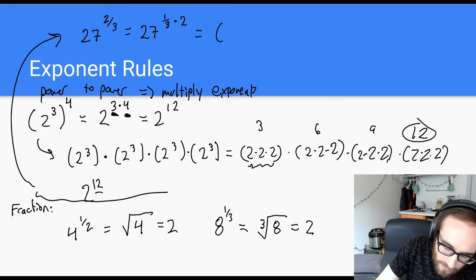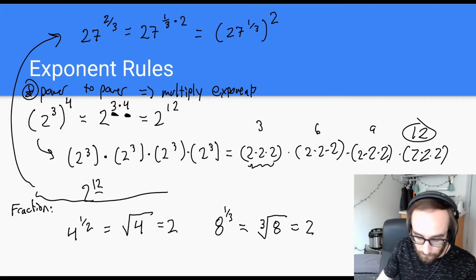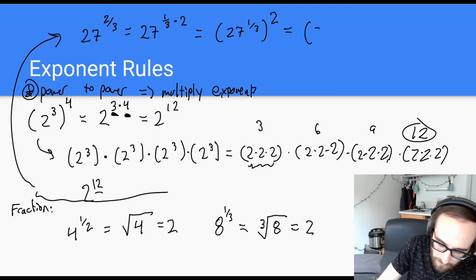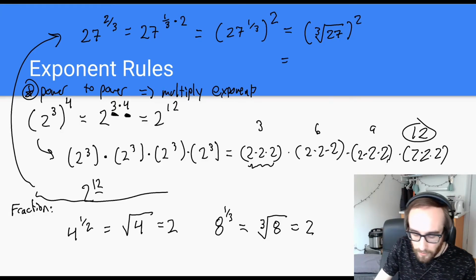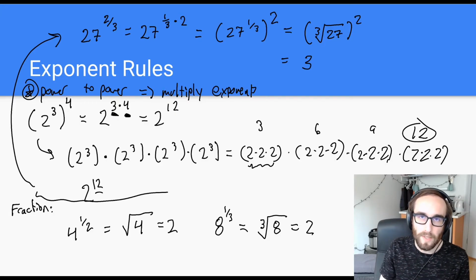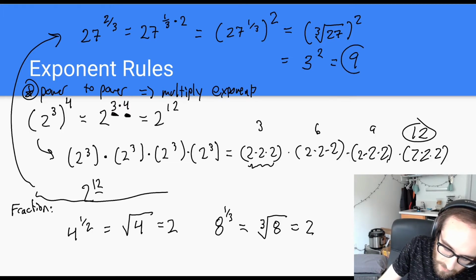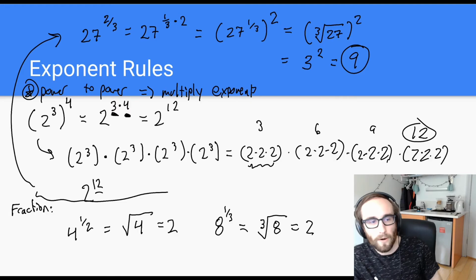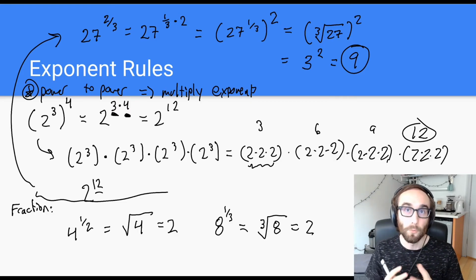And then we can rewrite this as 27 to the 1/3 squared, using the power to the power rule that we just talked about. So now we have the cube root of 27 squared. Cube root of 27, if you put this into your calculator, you end up with 3. You could also think about what, when we multiply it by itself 3 times, gives us 27, that's 3. We have 3 squared, which gives us 9. So we can also use power to a power to split up these fractional exponents. But with these fractional exponents, we are looking at roots.